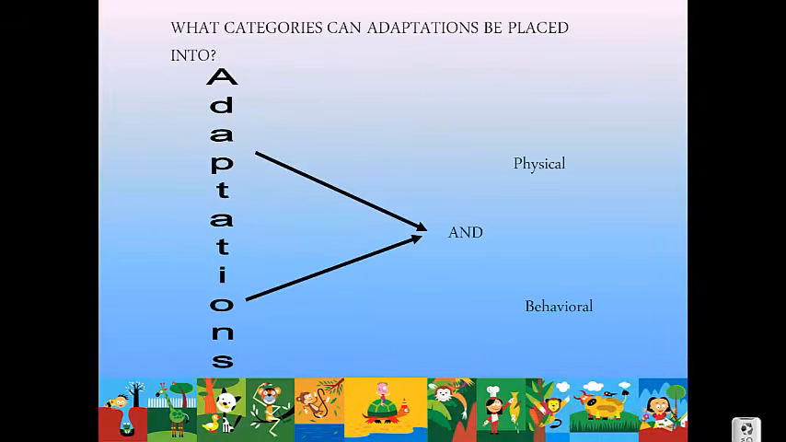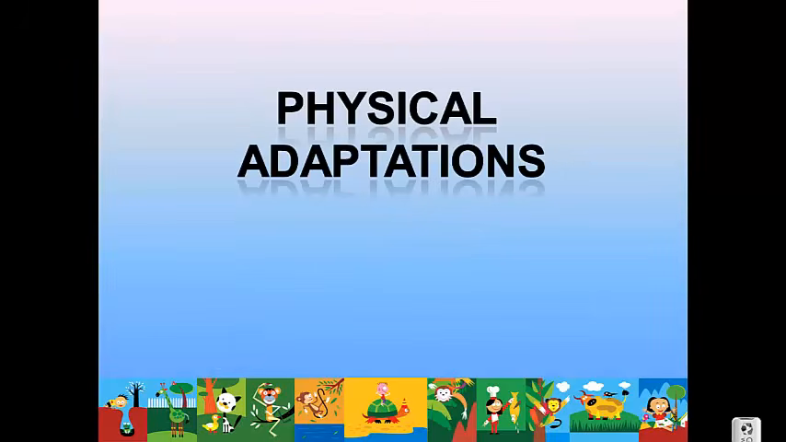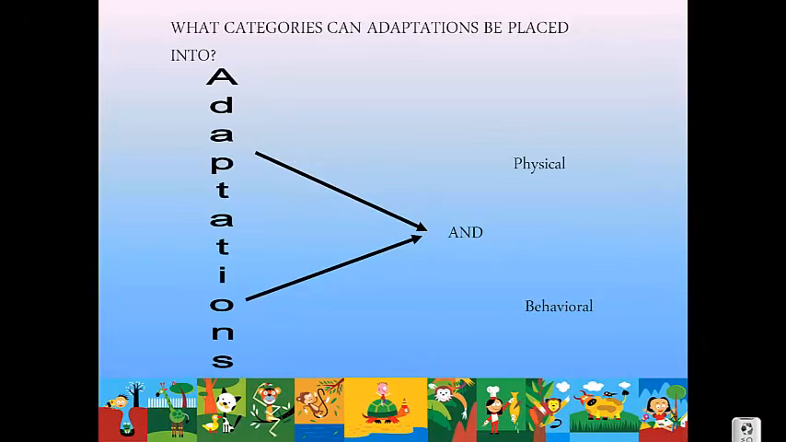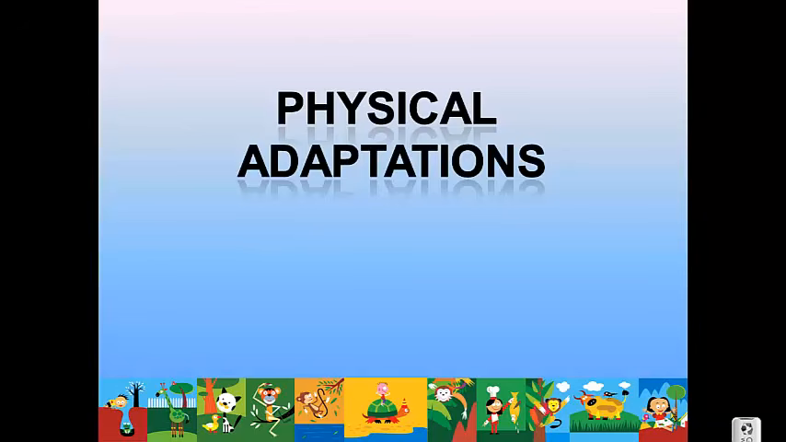So again, there's two categories, physical and behavioral. Physical adaptations, the animal has pretty much no control over. They are all basically adaptations that have developed over time in nature for that animal to be able to survive in its environment. Behavioral adaptations are basically adaptations where animals behave in certain ways, and that behavior allows them to survive. Again, today we're going to focus on physical.